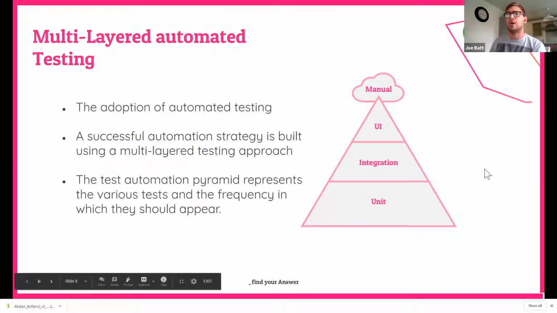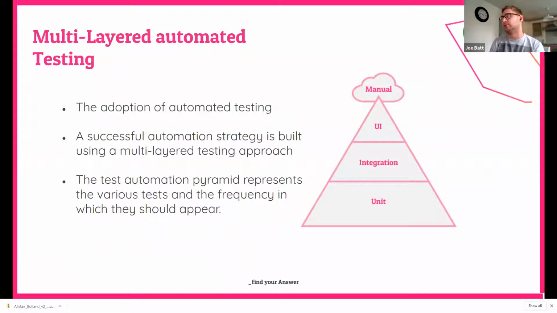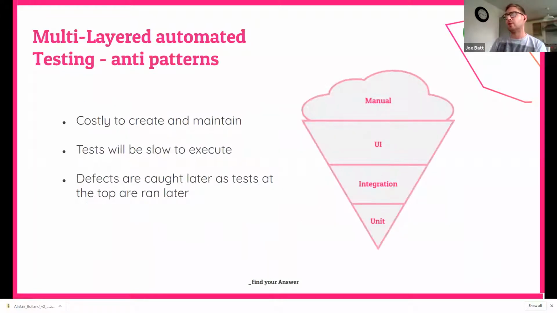As you see there, we've got quite a famous diagram called the automation pyramid, and that's a concept that we use for writing a successful automation strategy. It shows the frequency in which tests should appear in your automation solution. Towards the top, tests tend to be quite complex to write, brittle, expensive to maintain and create, and slower to execute. As you get towards the bottom, they are easier to maintain, quicker to execute, give instant feedback.